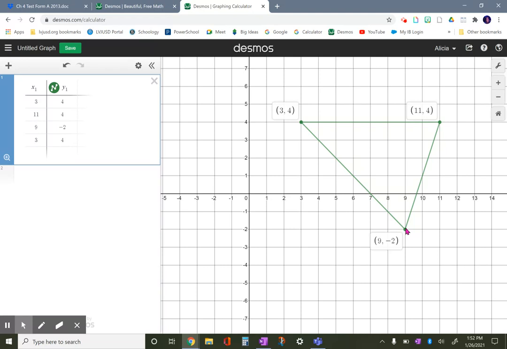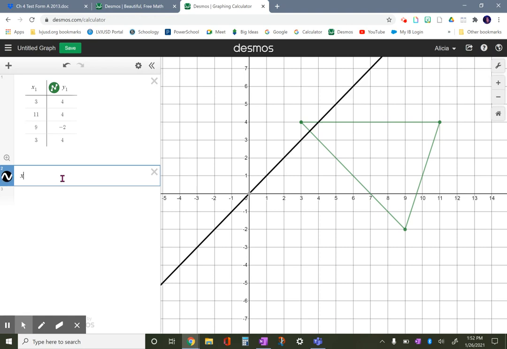All right, let's go ahead and draw some altitudes. Now, remember, an altitude has to go from a vertex to the opposite side, perpendicular, okay? I'm going to start with drawing from (9, -2), which is point R, to the opposite side, because the opposite side is a horizontal line. So I know that the perpendicular line has to be vertical.